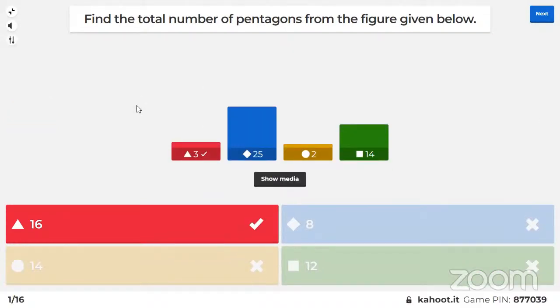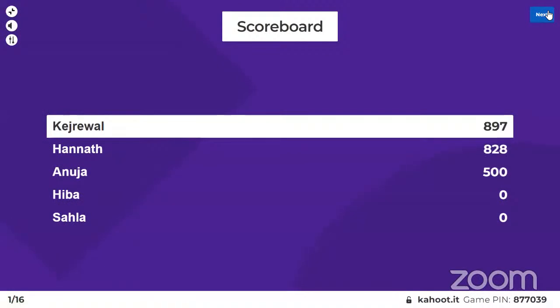How many five-sided figures, pentagons, can you find in the given figure? The answer is 16. I think most of you have made it wrong. All right, let's see the scoreboard. We have Kejriwal on the top spot with 955 points. Second spot goes to Hannat with 881 points. Third spot we have Anija with 532 points. I think we have only 3 toppers here. Most of you have made it wrong. We can compensate in the next questions.